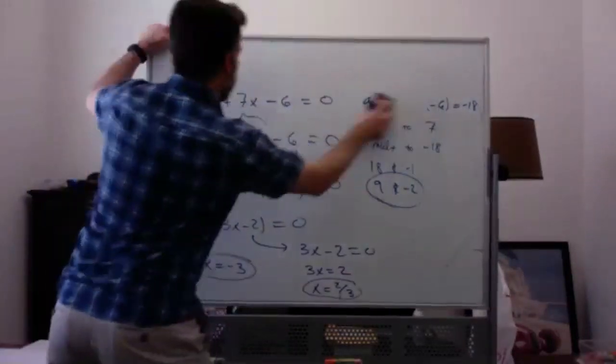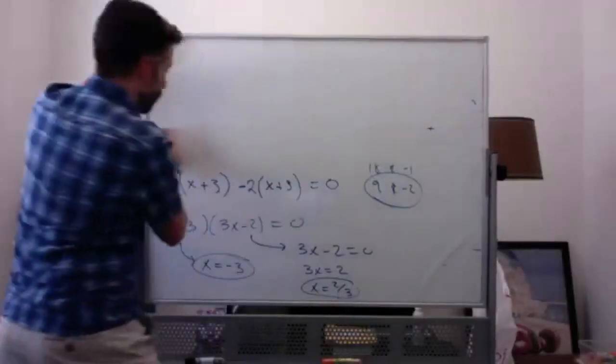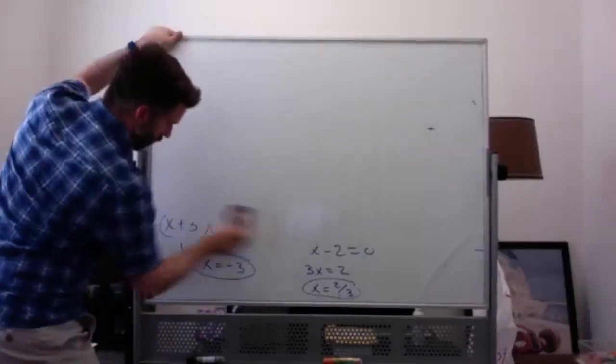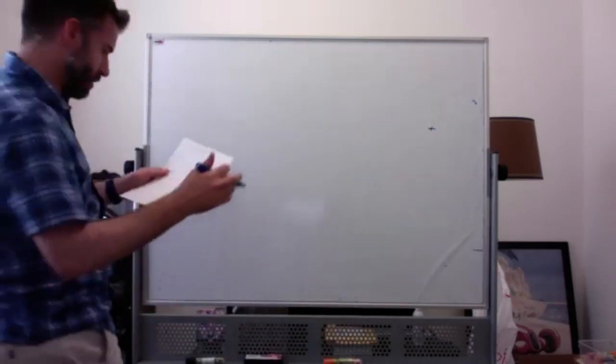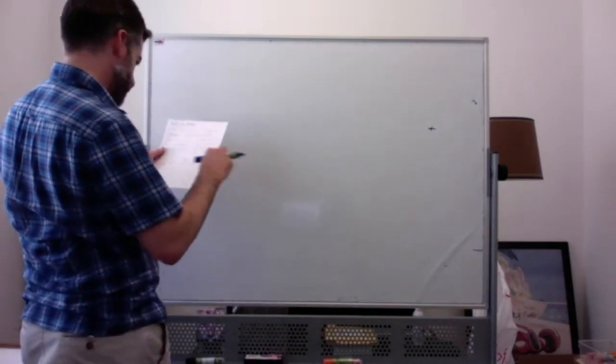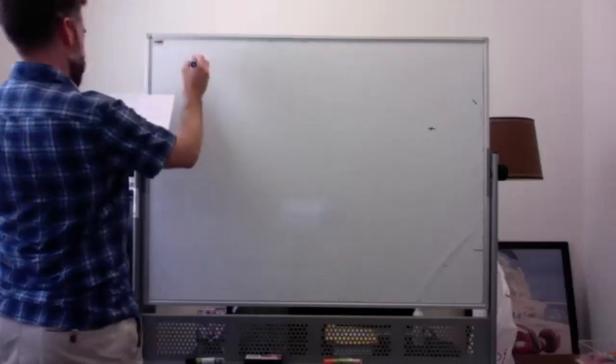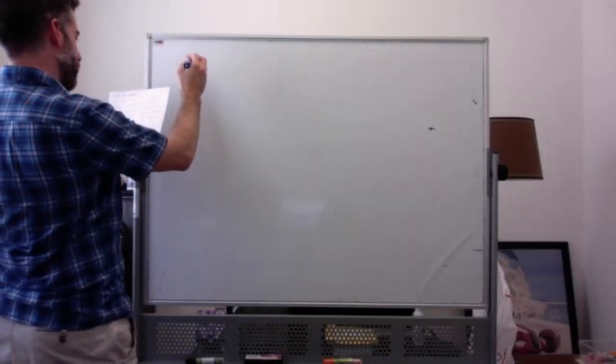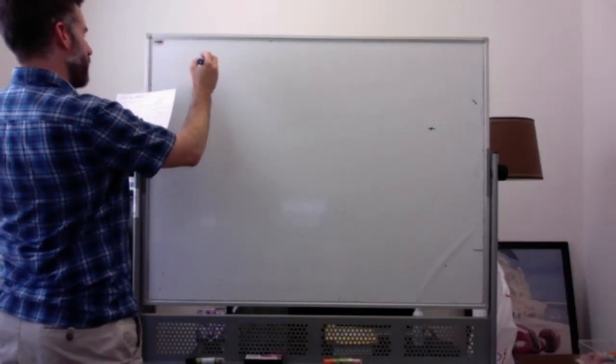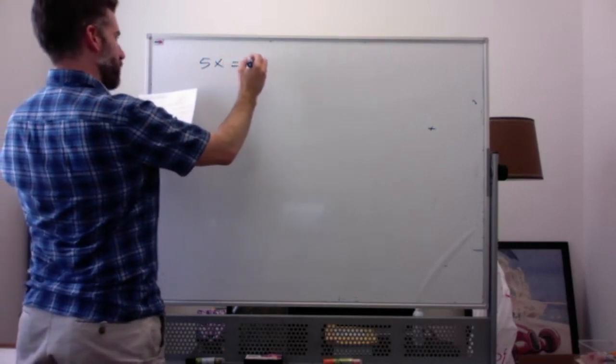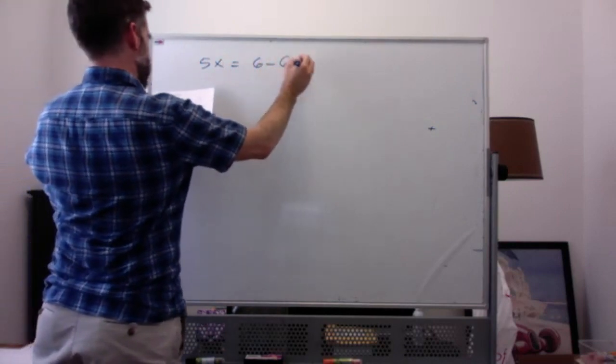So let me give you one more example. We're not going to guess and check on this one. We're going to do it the long way, or I should say the consistent way. Let's do this one. So let's look at 5x equal to 6 minus 6x squared.